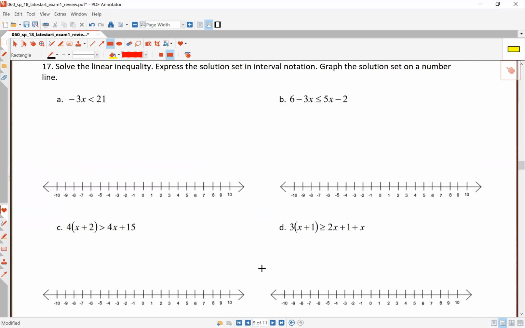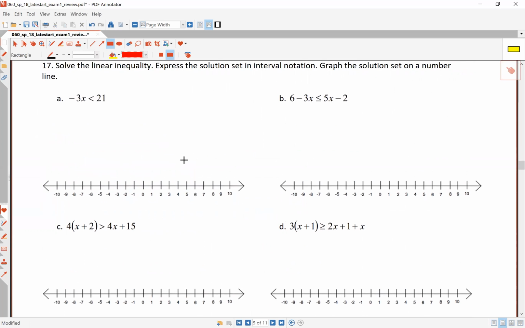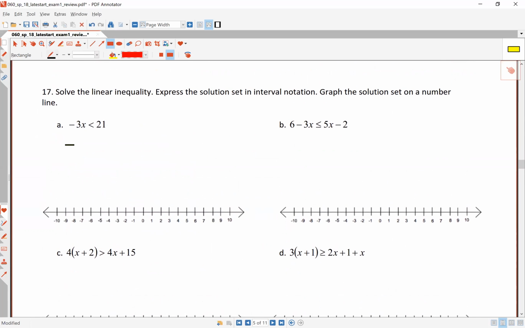All right, so really the only thing you need to keep in mind with solving linear inequalities as opposed to equations is when you do this division by a negative number. So if you have negative 3x is less than 21, when you divide by the negative 3 to get rid of that negative 3, you have to flip the symbol over and it gives you x is greater than negative 7. So here, greater than negative 7. And then in interval notation, it starts from the left at negative 7 and goes to positive infinity.